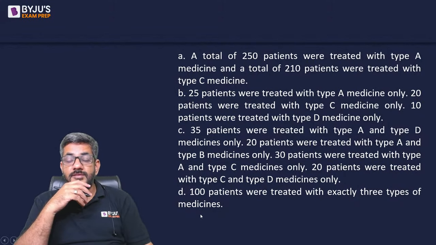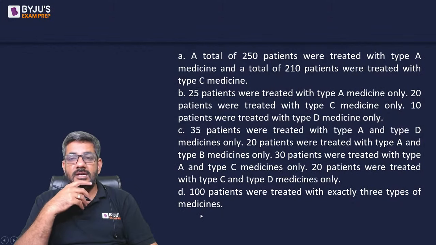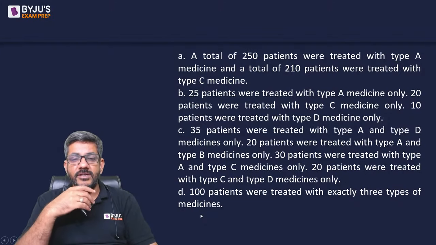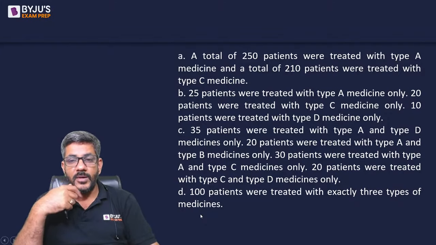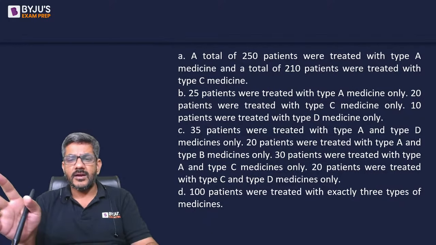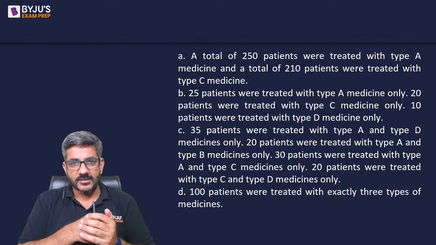A total of 250 patients were treated with type A medicine. Total of 210 were treated with type C medicine. 25 were treated with A only, 20 with C only, 10 with D only, 35 with A and D, 20 with A and B, 30 with A and C. So there is a lot of information regarding how many people were treated with what kind of medicine, right?